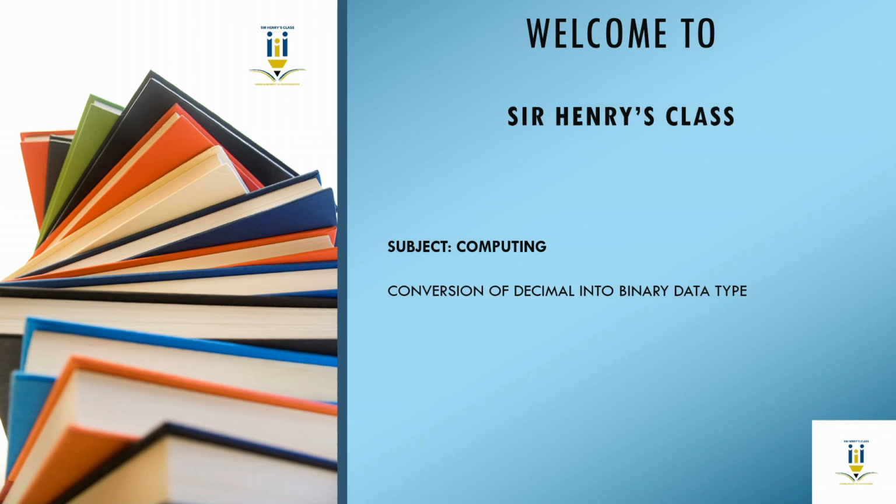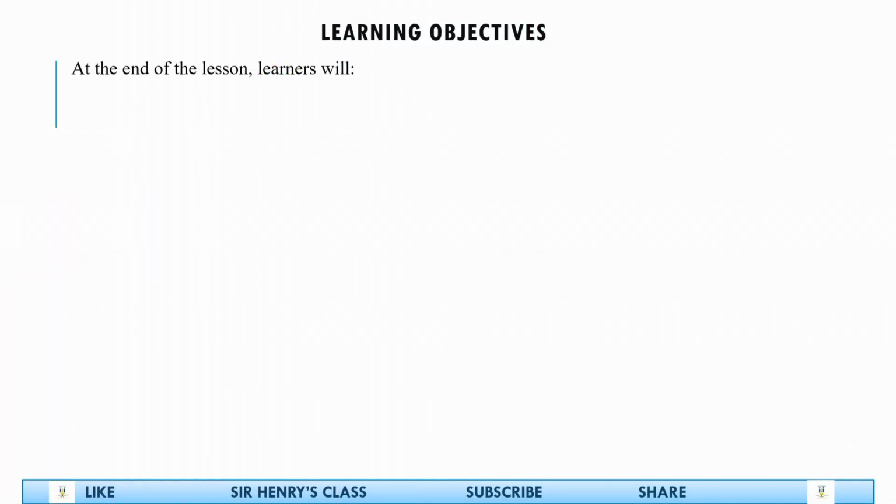So today we are going to do computing, and we are going to look at how to convert between data types, that is decimal into binary data type. So when we talk about decimal data type or binary numeral or data type, what do we mean? Let us look at what they entail and how we can convert them.